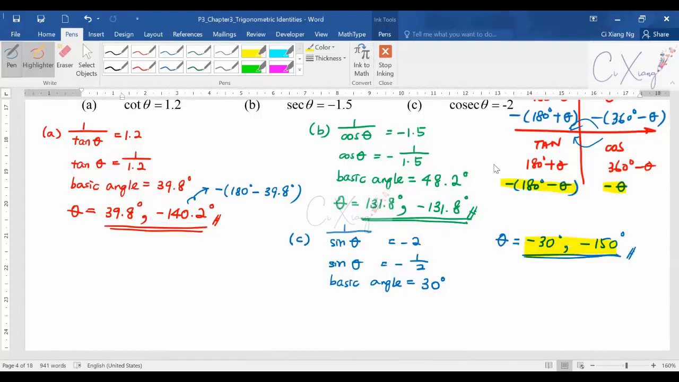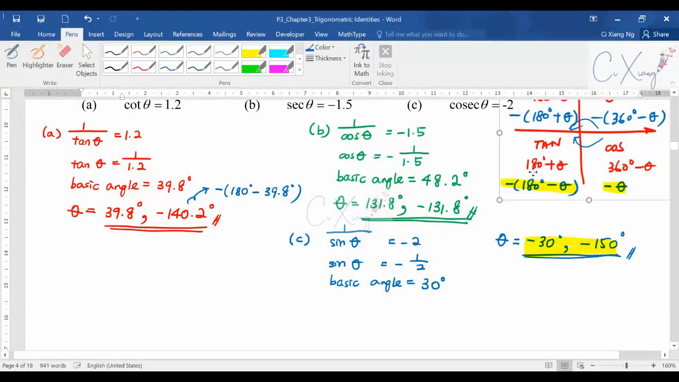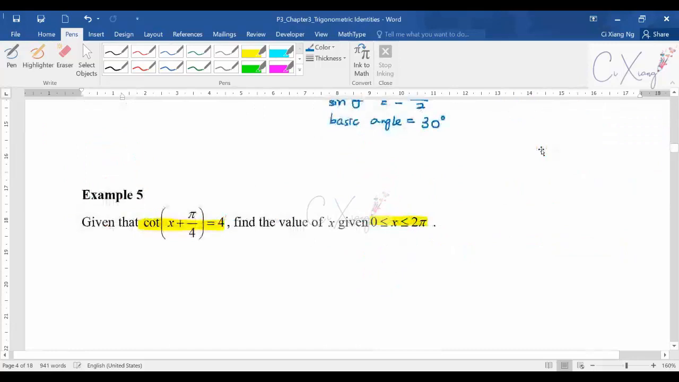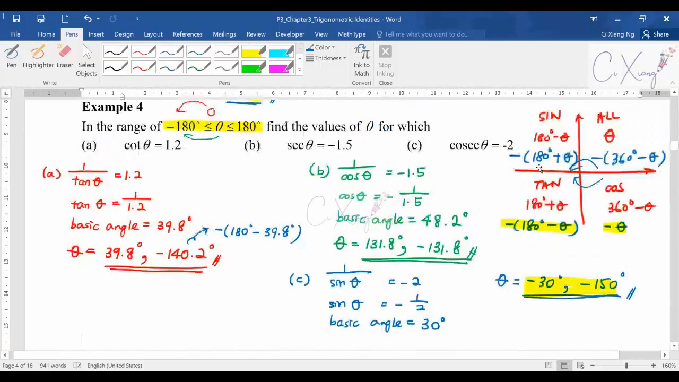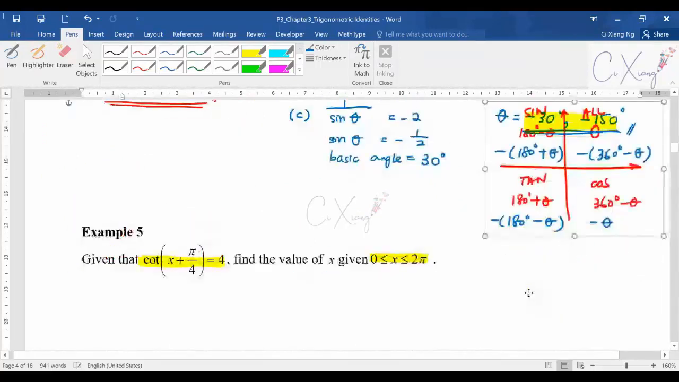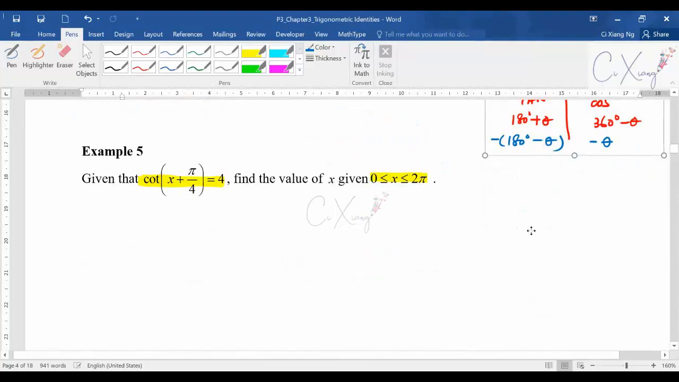So how to answer it? Again, if you are interested to try, then maybe you can try on your own first. Pause the video, try on your own, and then you double check your answer with the video later.